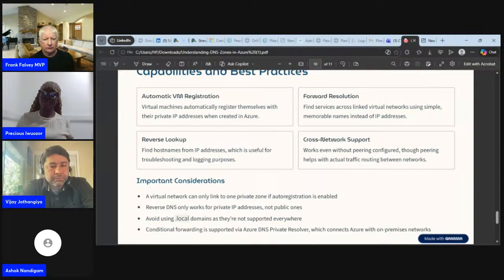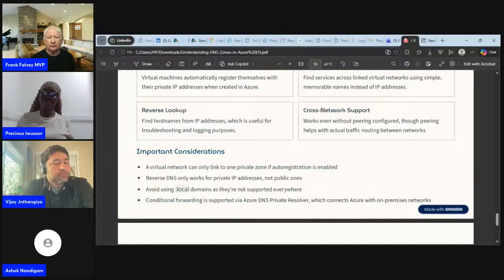Important notes to consider when creating private DNS zone in Azure. A virtual machine can only link to one private zone if auto registration is enabled. Reverse DNS only works for private IP addresses, not public ones. Avoid using local domains. They are not supported in all the operating systems you can find in Azure. Then, conditional forwarding is supported via Azure DNS private resolver, which connects Azure with the on-premises network.